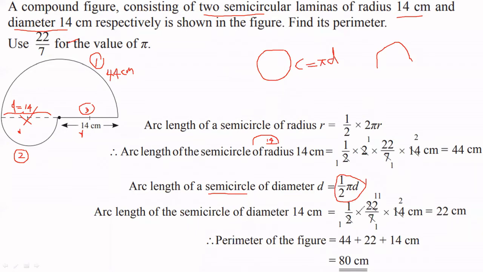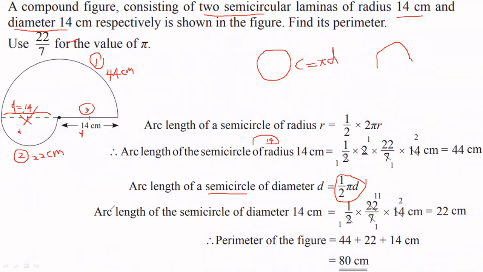Half into 5 means 22/7 into D, here the diameter D of the small one, 40. Now let's simplify. 7 into 1, 7 into 2. 2 into 1, 2 into 11. Multiply 11 by 2, 22 centimeters. Now you know the second part also, that is 22 centimeters.